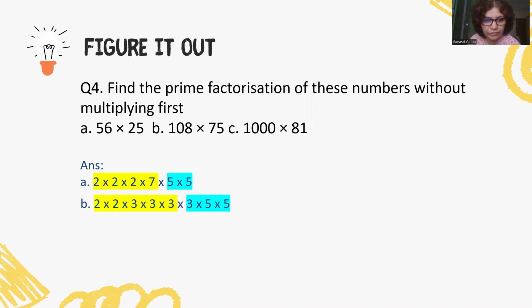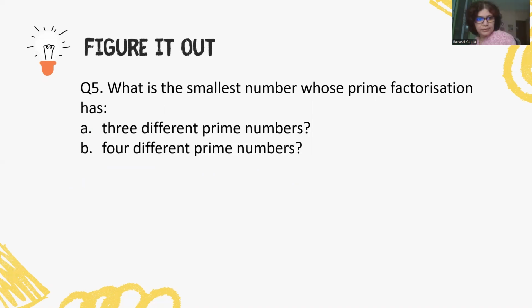For 108, we find the prime factorization, and 75 also we find the prime factorization. 1081. 81 is 3 to the power 4, so four 3s. And 1000, we know, is 10 to the power 3. 10 is not a prime number, so we further divide 10 as 2 into 5. That we repeat 3 times. These are the prime factorizations.